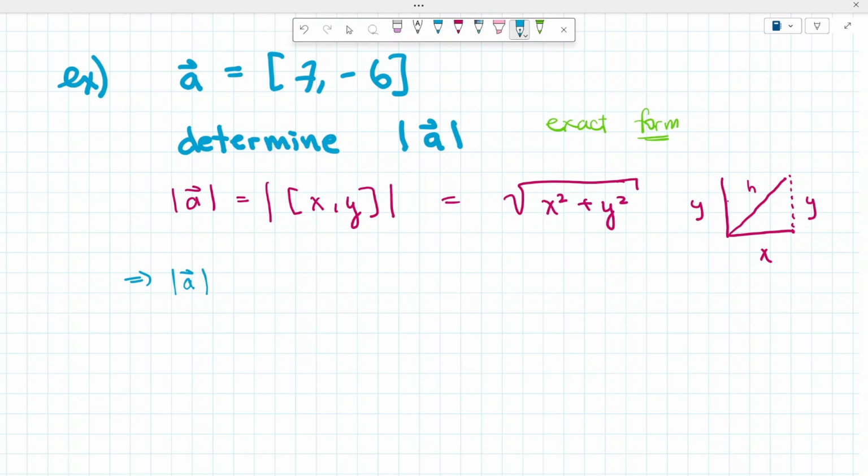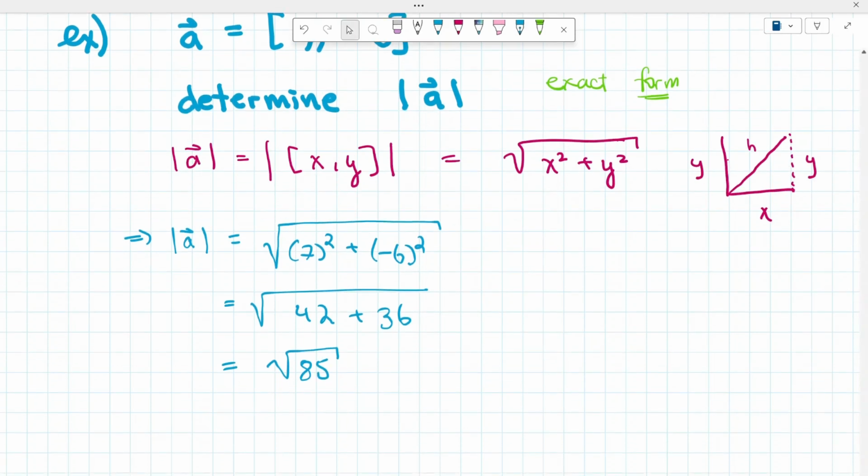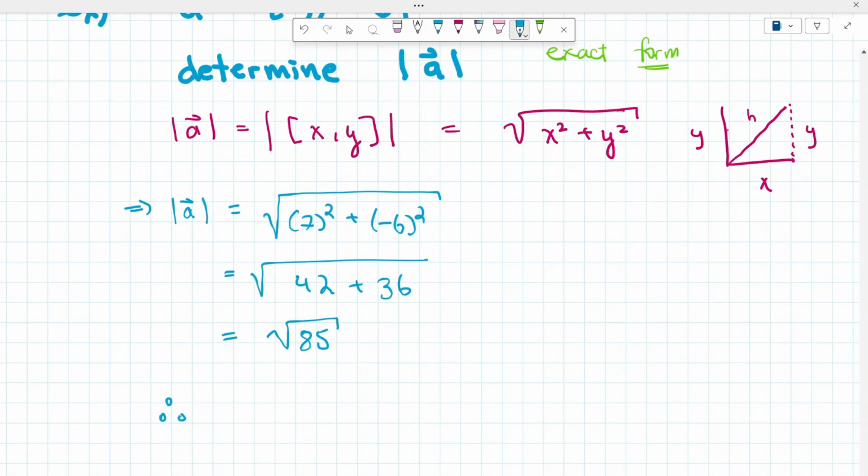So absolute value of A, our magnitude, equals the square root of 7 squared plus -6 squared, and that will equal 49 plus 36, which is equal to the root of 85. So that means that we write our therefore statement. So therefore, magnitude of A is root 85, and we're going to keep it in the square root because that is the exact form. Okay, are we ready for one more?